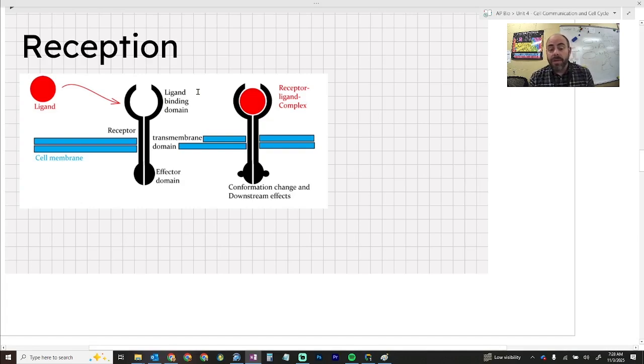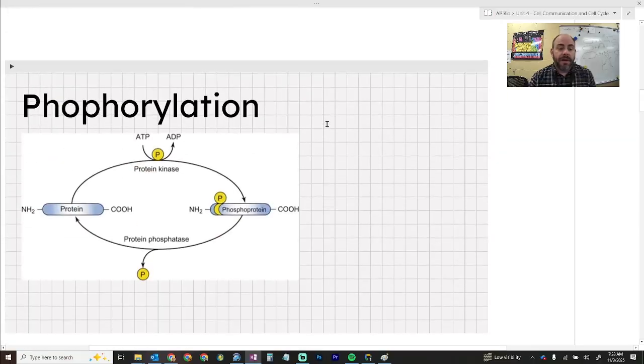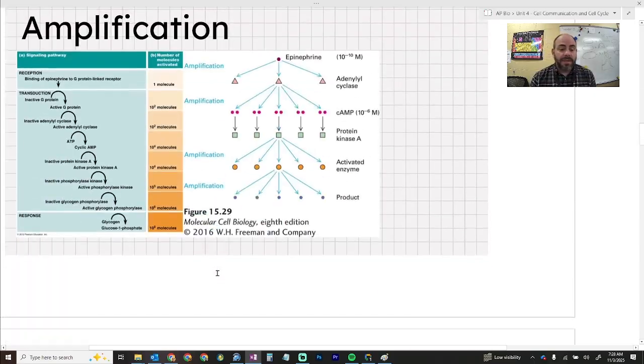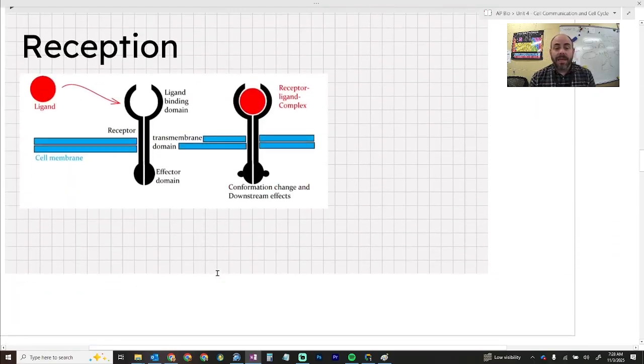Why would it be able to do that? Because, well, it's nonpolar. Like a steroid sometimes can pass directly through the cell membrane and match with a receptor inside the cell. Still following this process, reception, transduction, response, but sometimes the reception happens on the cell membrane, sometimes it happens within the cell, depending on the chemical makeup of the ligand.